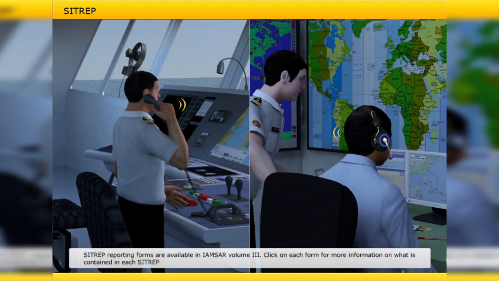SITREP reporting forms are available in IAMSAR Volume 3. Click on each form for more information on what is contained in each SITREP.